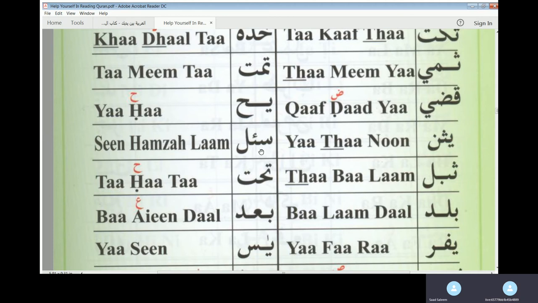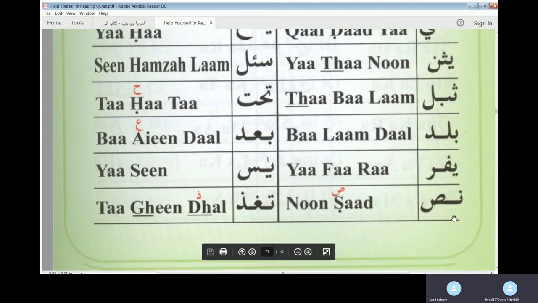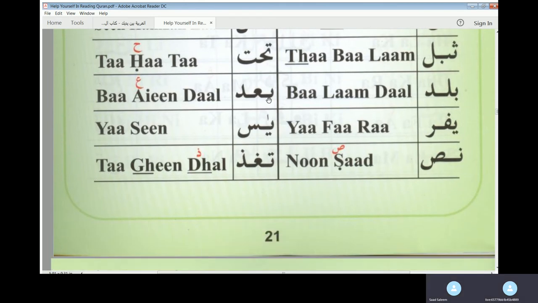Seen. Hamza lam. The ba lam. Ta ha ta. Ba. Lam dog. Ba ain dog. Ya ba ra. Ya seen. Noon sod. Ta ga dao dog.